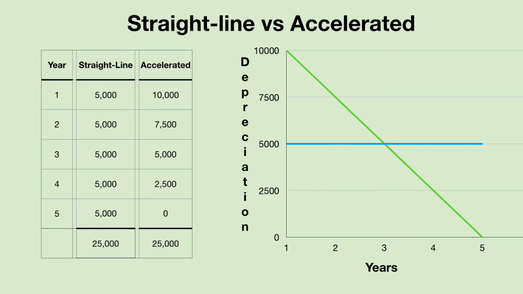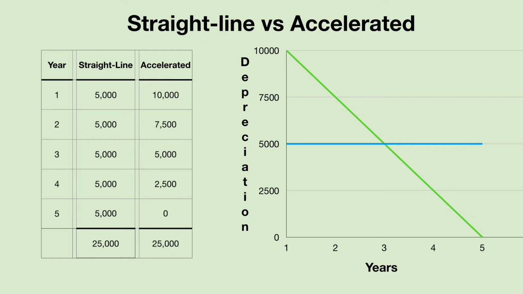Contrast that with the green line. And look at my column entitled Accelerated. Now, I just invented these numbers. I just pulled them out of my head. They're not actual true numbers, but you can see the pattern. It's very large in year 1, and it is descending as you go. More in the early years, less in the later years. So those aren't real numbers, but I'm going to show you the formula next.